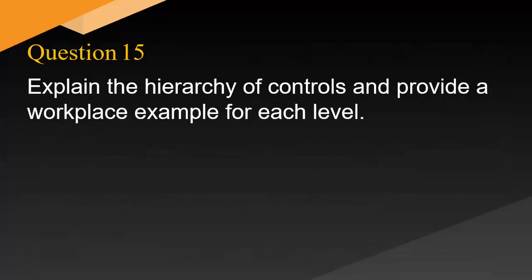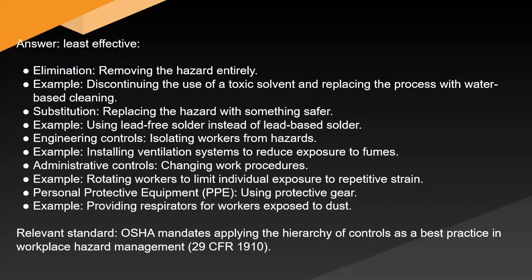Explain the hierarchy of controls and provide a workplace example for each level. Answer: Most effective, elimination, removing the hazard entirely. Example: discontinuing the use of a toxic solvent and replacing the process with water-based cleaning. Substitution, replacing the hazard with something safer. Example: using lead-free solder instead of lead-based solder. Engineering controls, isolating workers from hazards. Example: installing ventilation systems to reduce exposure to fumes.